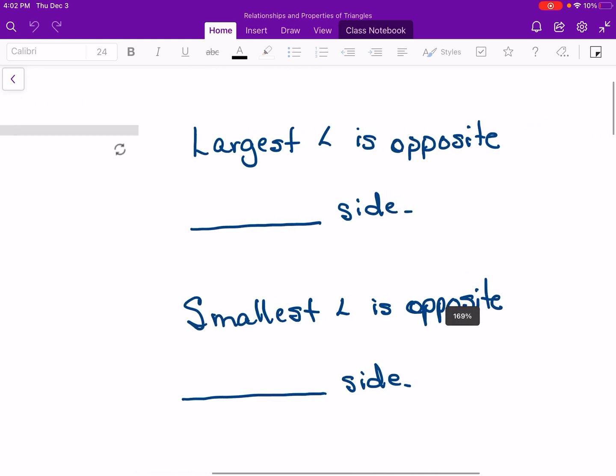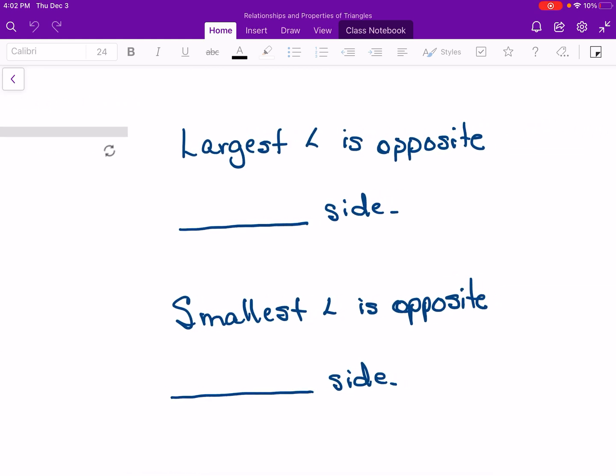In class, we filled in this little saying: the largest angle is opposite which side? The largest, the smallest, or the medium side. And then the smallest angle is opposite which side? Play with that a little bit and see if you can come up with a decision. Just pause the video, go to your Canvas page, see if you can figure it out. Then come back when you're done.